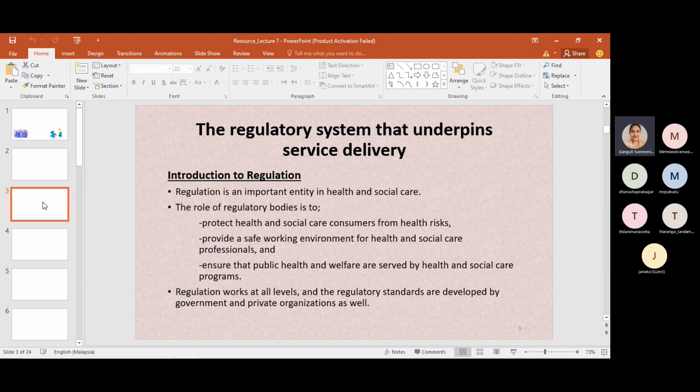The someone who checks whether you are doing your job properly or not is called a regulator or the regulatory body. So the regulators or the regulatory bodies will check if you are doing your job properly or not. So the regulatory body or the, yes, Taranga.